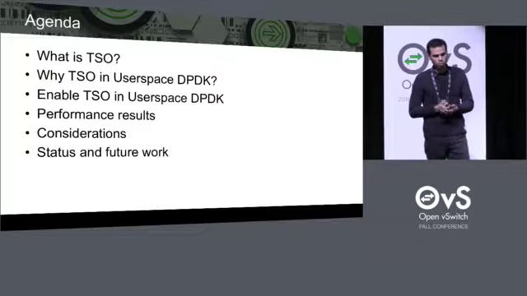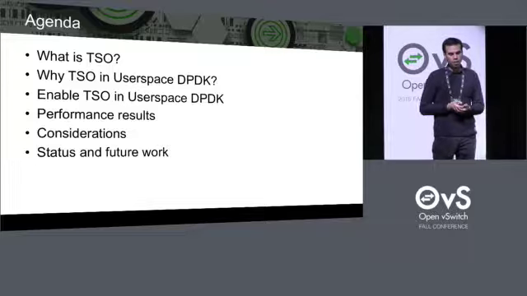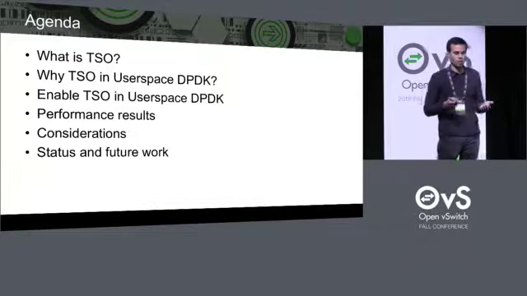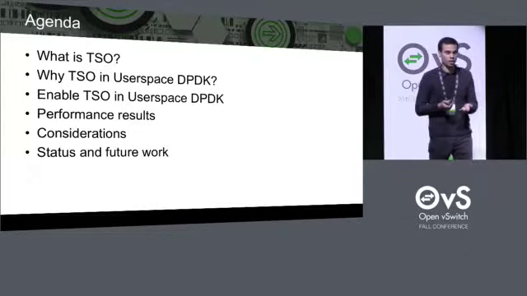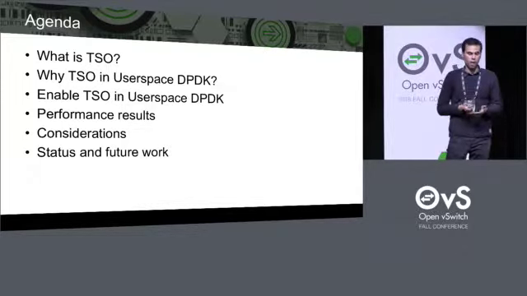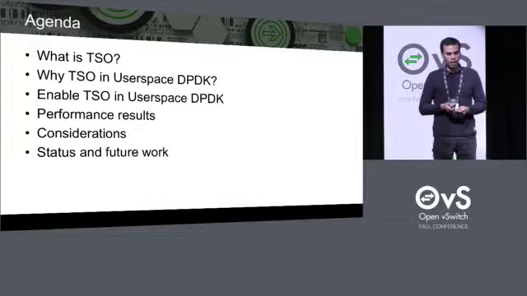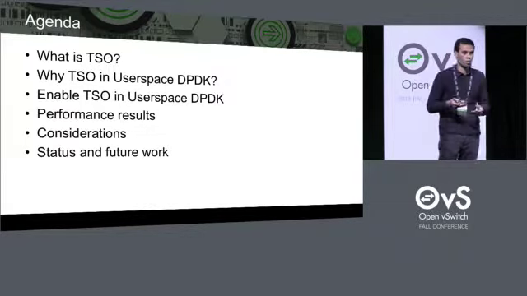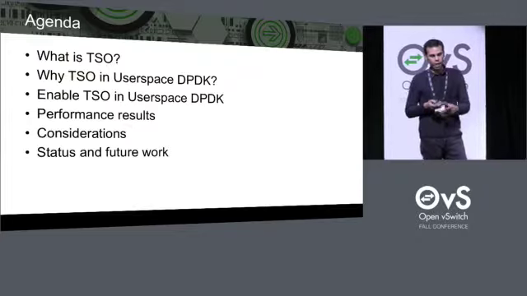So for the agenda of this session, we're going to start with the first things first. So we're going to start by defining what is TSO. I'm aware that many of you may already know what TSO is already, so we're not going to spend too much time on this, just to make sure that we're all aligned. Then we will proceed and clarify why do we think there's a need to bring TSO into user space, since it already exists in the kernel. What is our motivation here? And we'll also define here our use cases of interest.